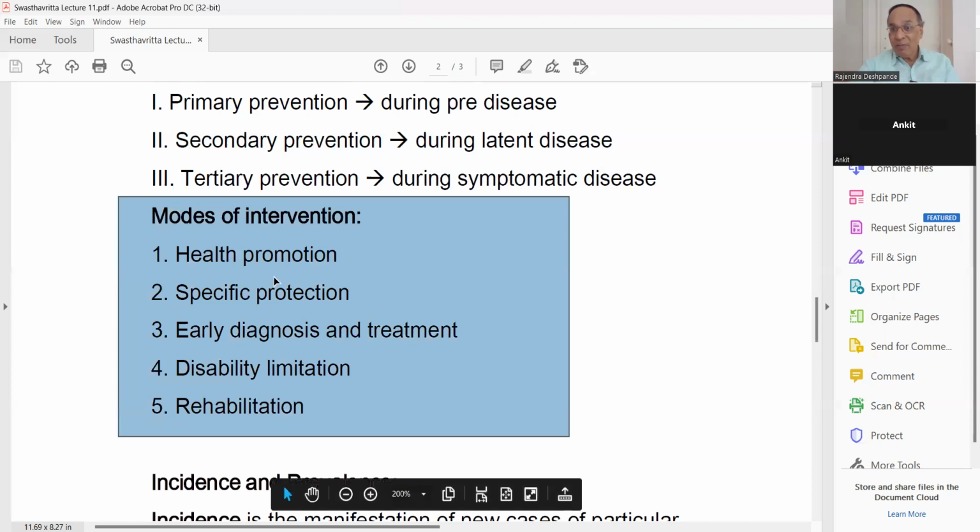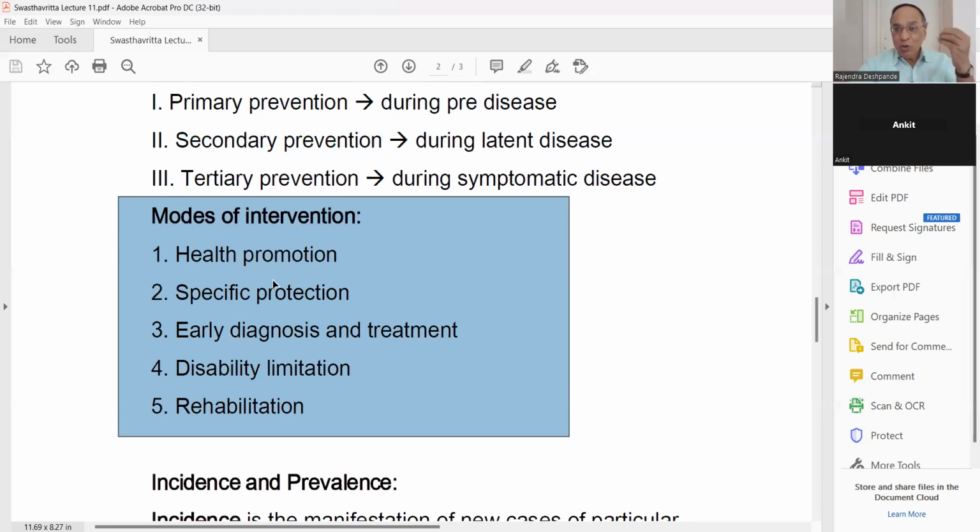Modes of intervention. First, we will try health promotion. Just now I have told you, follow the dinacharya, follow the rutucharya, follow the Swasthavritta. That is called health promotion. Remember, write down. What are the examples of health promotion? Dinacharya, Ritucharya, daily regimen, seasonal regimen, ethical regimen, cleanliness, Trayopastambha, Ahara, Nidra, and Brahmacharya. This is health promotion. We want to build our immunity, by giving some rasayana, Chyavanaprash. Health promotion.